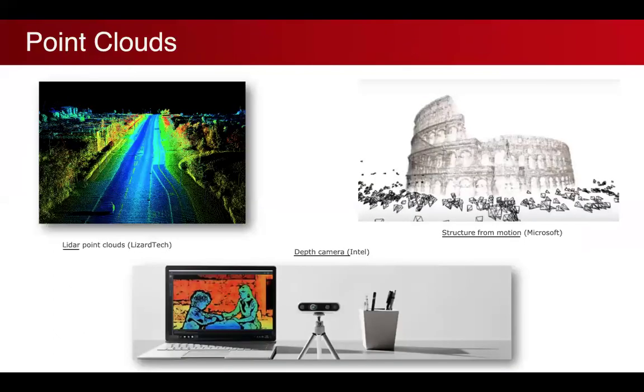So here we see some examples of point clouds. This is a point cloud generated by a LiDAR sensor. This is a point cloud generated by a depth camera. And here is a point cloud that was generated by structure from motion, such as COLMAP that we saw in previous lectures.